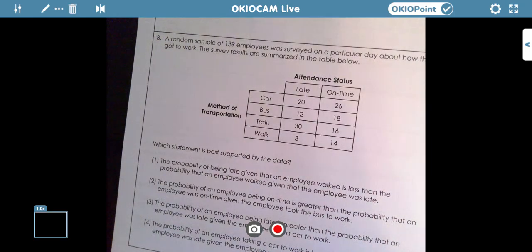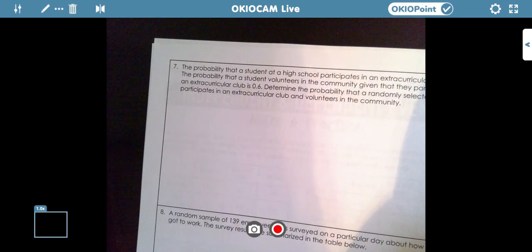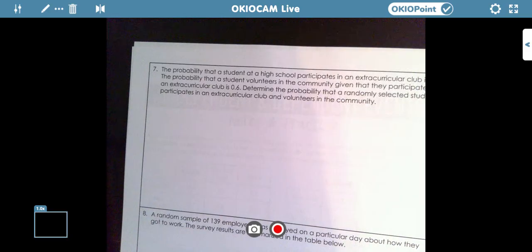All right, looking at a couple more here. Probability that a student at a high school participates in an extracurricular club is 0.7. Probability that a student volunteers in the community given they participate in an extracurricular club is 0.6. Determine the probability that a randomly selected student participates in an extracurricular club and volunteers in the community.